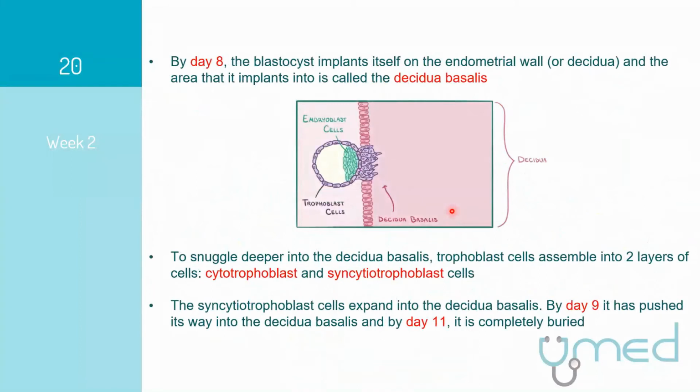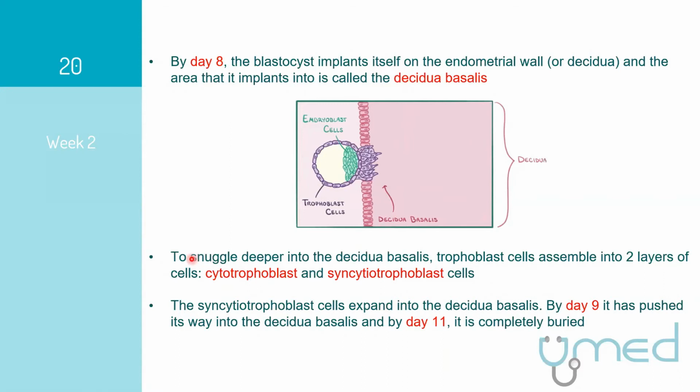Right now, by day 8, the blastocyst then implants itself into the endometrial wall. And we also refer to this endometrial wall as the decidua. And this area is that area in which it plants itself into. The area in which it implants itself is called the decidua basalis. So all of this is the decidua, but this region here in which it implants itself is called the decidua basalis.